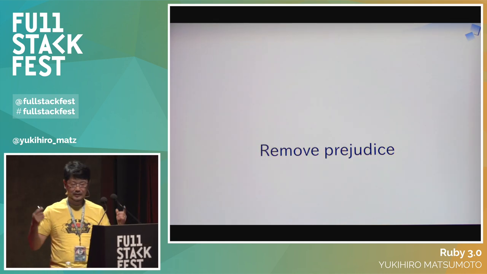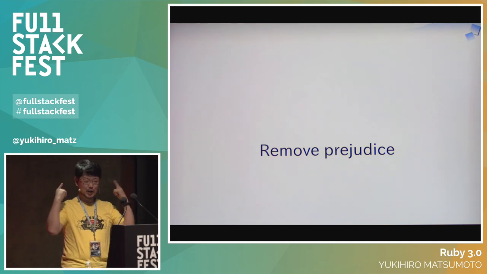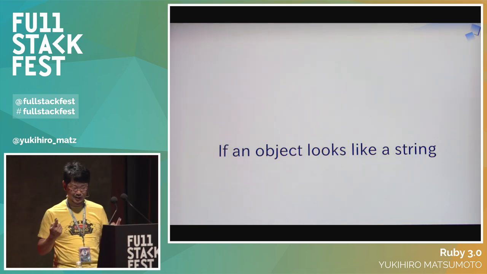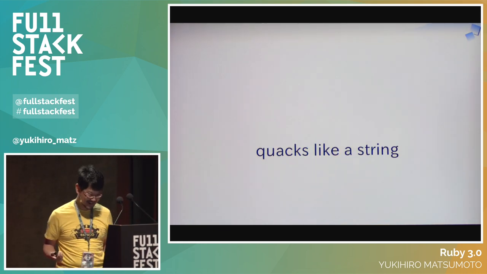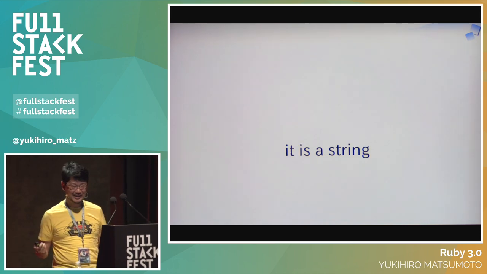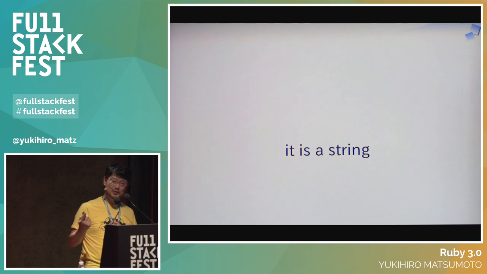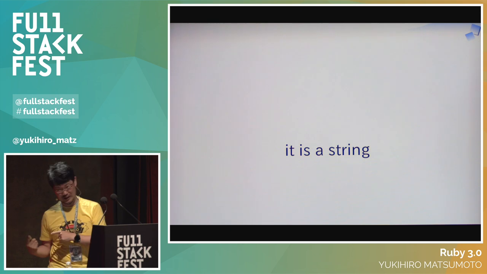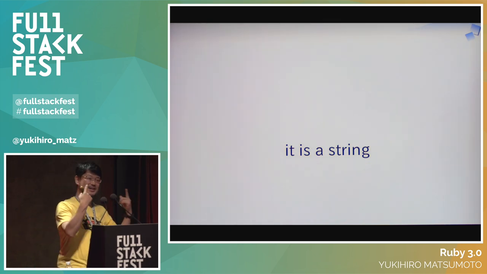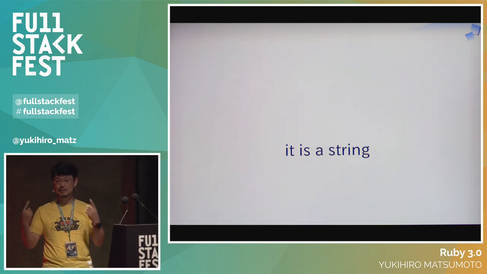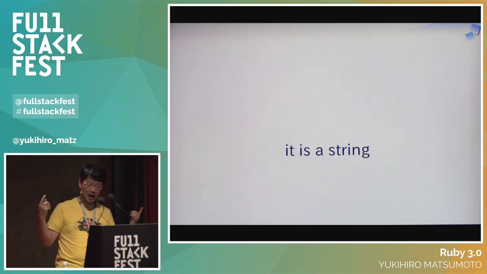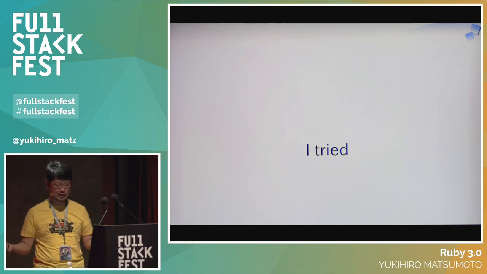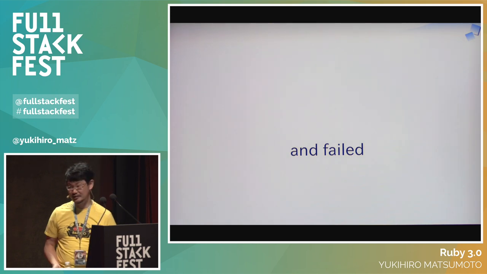But okay, let me clear myself. Be open-minded, remove prejudice. If an object looks like a string and quacks like a string, it is a string. For those who don't understand Lisp, who don't have any influence from Lisp, they saw symbols as some kind of immutable strings. So I opened my mind, and I tried. I tried unifying strings and symbols, and failed.